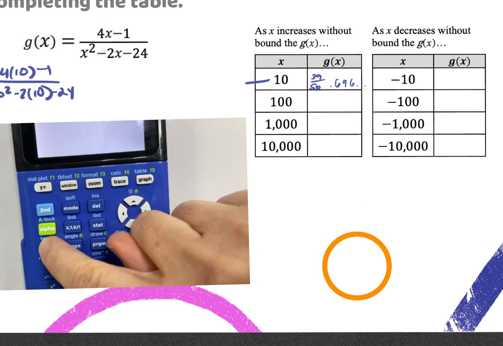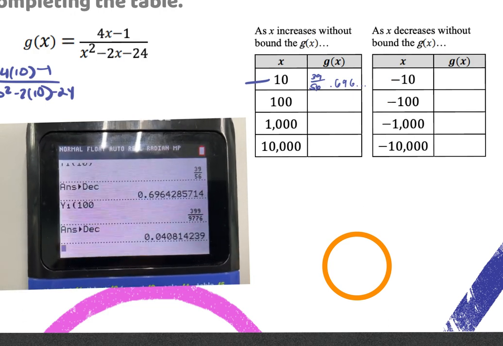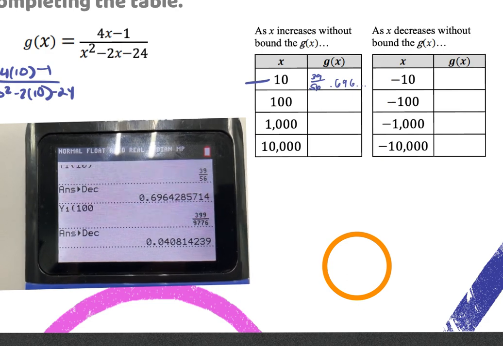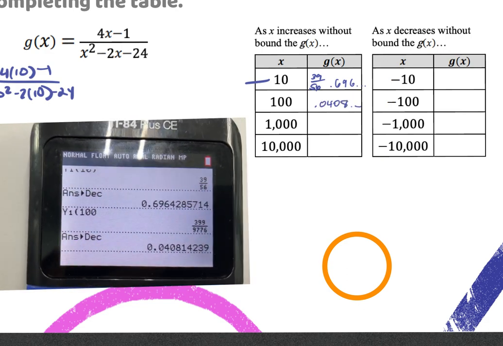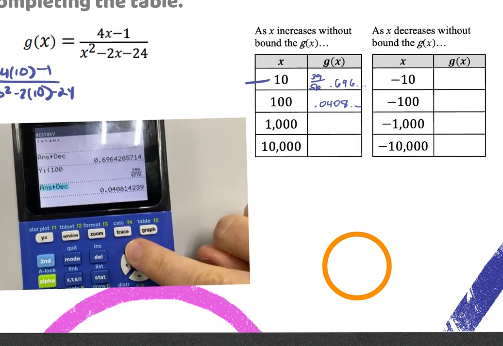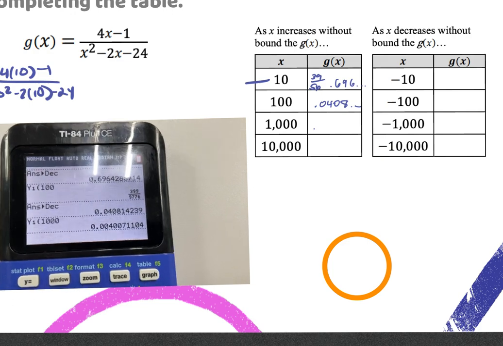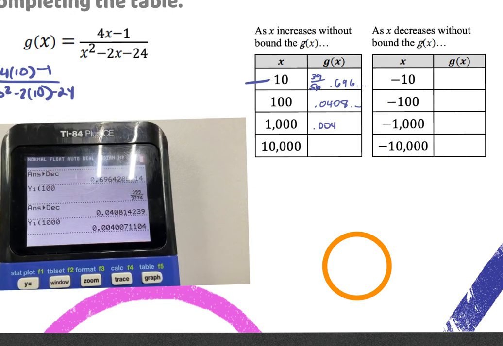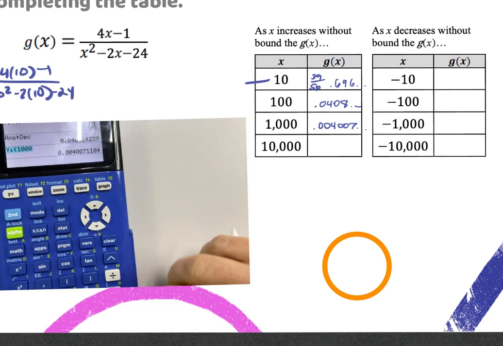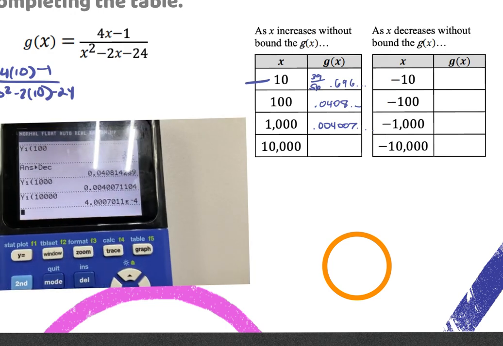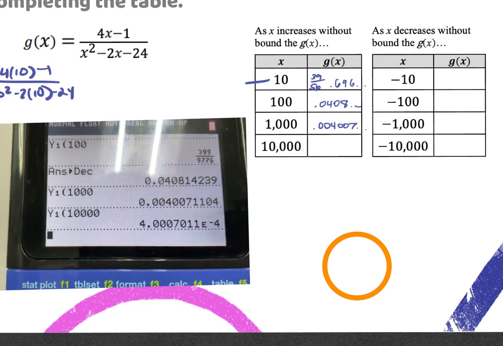I go math, and then the second thing in the list, arrow decimal. And that one is 0.408, and so on and so forth. I'm going to keep repeating this process, so then I'm going to do 1,000, which gives 0.004007, and so on, and then do it again, 10,000, and I get 4.007011 e to the negative fourth.